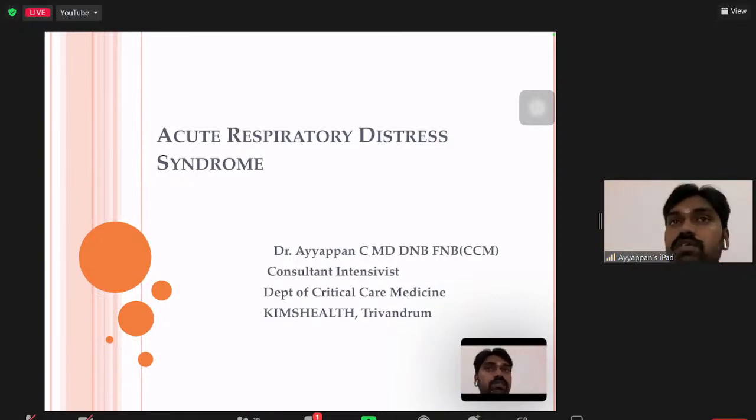In simple terminology, it is nothing but a non-hydrostatic pulmonary edema resulting from hypoxia due to direct or indirect injury to the lung parenchyma. Either a direct or indirect lung injury can result in a non-hydrostatic pulmonary edema, which can result in hypoxemia most commonly, but can also present as type 2 respiratory failure.